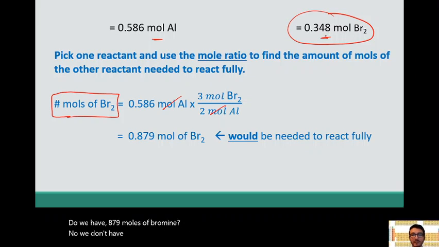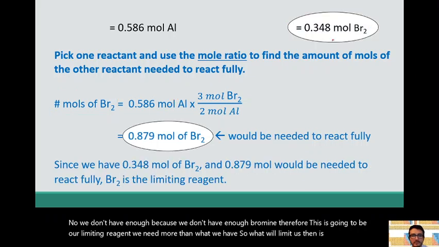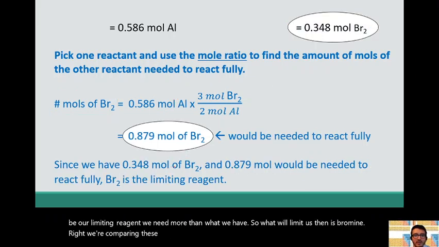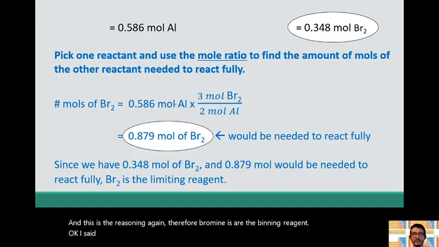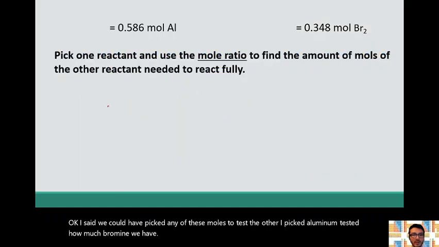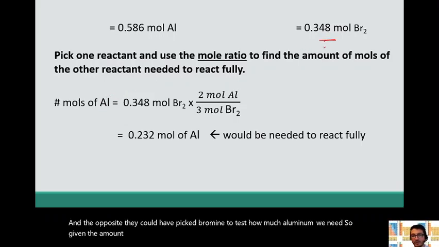Because we don't have enough bromine, this is going to be our limiting reagent. We need more than what we have, so what will limit us is bromine. We're comparing these two, and this is the reasoning again. Therefore bromine is our limiting reagent. I said we could have picked any of these moles to test the other. I picked aluminum, tested how much bromine we need. I could have done the opposite. I could have picked bromine to test how much aluminum we need.